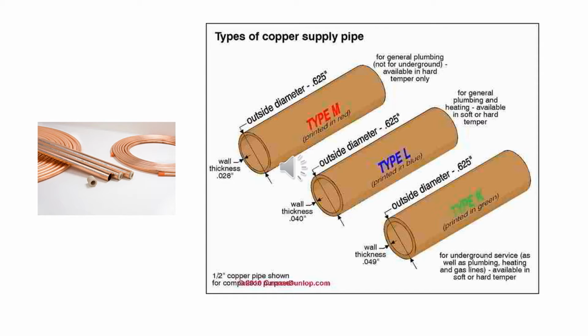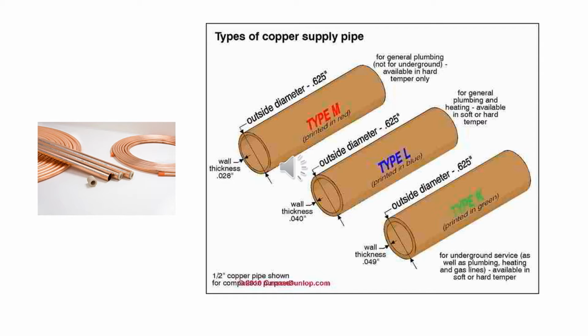Type DWV, which is not in the picture, has the thinnest wall section of all and is generally only suitable for unpressurized applications, such as drains, waste, and vent lines, hence DWV pipe. It has yellow or light orange colored printing. The use of DWV pipe has largely been replaced with the use of PVC.